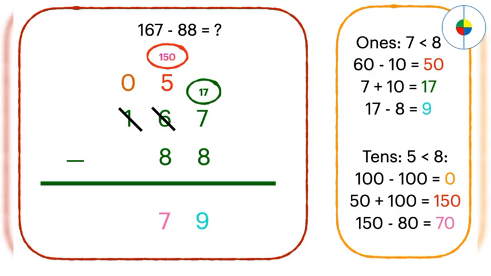In the tens position, the minuend 5 is still less than the subtrahend 8. So the hundreds position of the minuend becomes 0, and the tens position of the minuend becomes 15. The tens position becomes 15 minus 8 equals 7. The result will be 79.